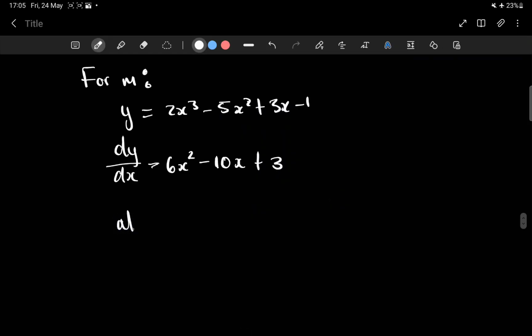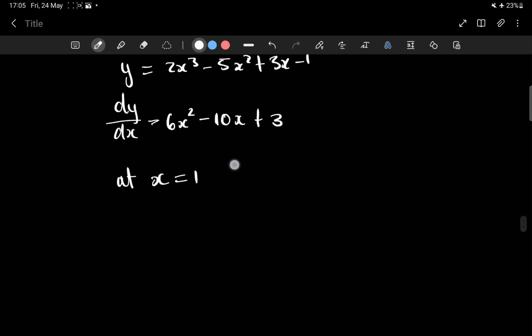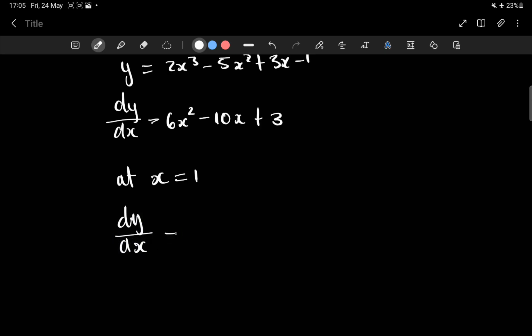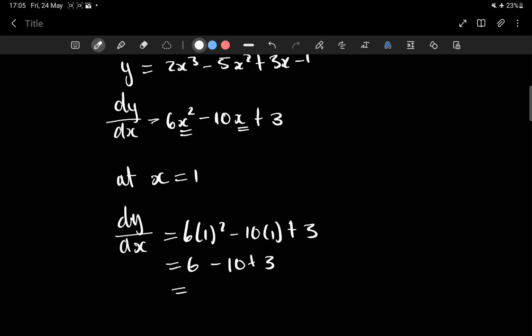So we can say at x equal to 1, we now find dy/dx. dy/dx will be equal to, we only care about the x position. Wherever there is x, we now put 1: 6 times 1 squared minus 10 times 1, then plus 3. 6 times 1 squared is just 6, and 10 times 1 is just 10, then plus 3. In the calculator, 6 minus 10, then plus 3, you should get minus 1. So this is going to be my gradient.